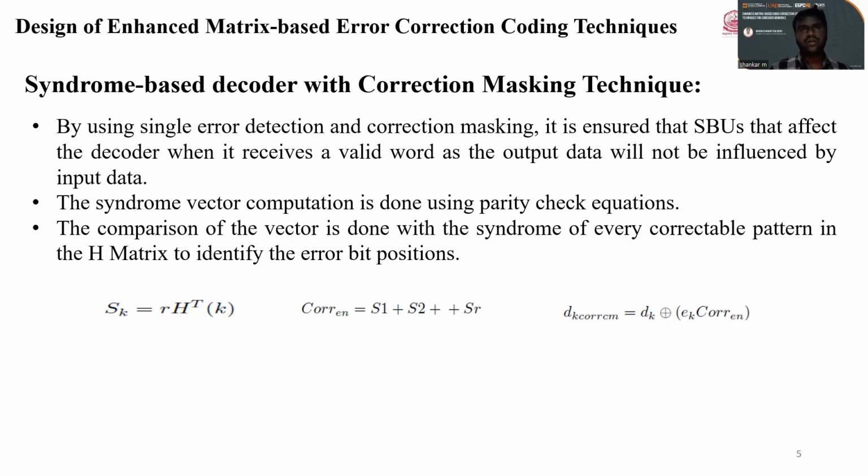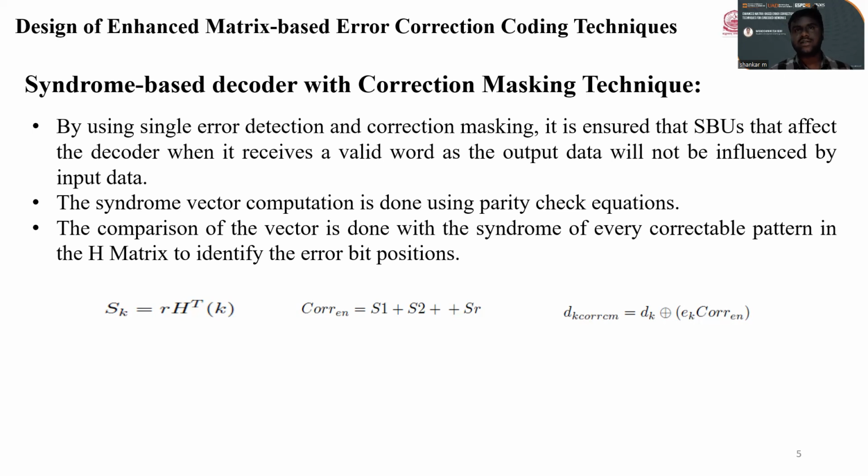So let me dive into how this syndrome-based decoder with correction masking technique works. The first thing is the computation of the syndrome vector. There will be a received vector coming from the memory. Whether it contains an error or not, we will find out. First, the received vector at the decoder is multiplied with the parity check equations, which are generated from the parity check matrix, or H matrix. Then it produces a syndrome vector called SK.